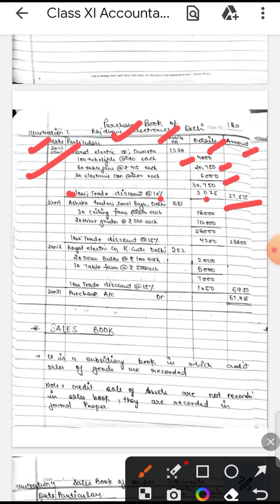And then again on January 9 we purchase something, on January 16 we also purchase something. Then at the end of the accounting period, we will get the value of the purchase book on credit basis, that is 57,425.